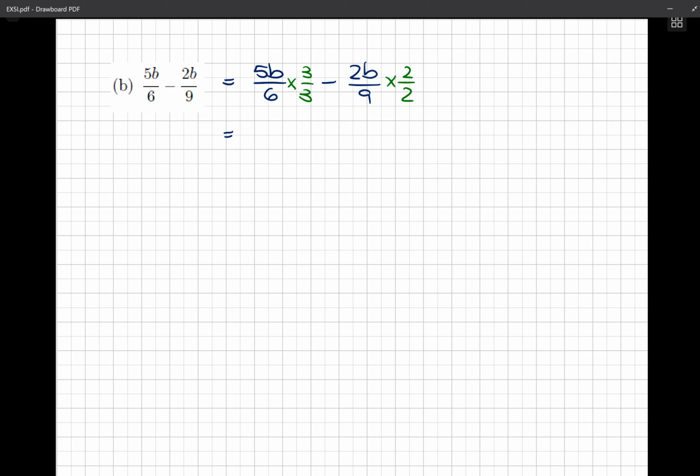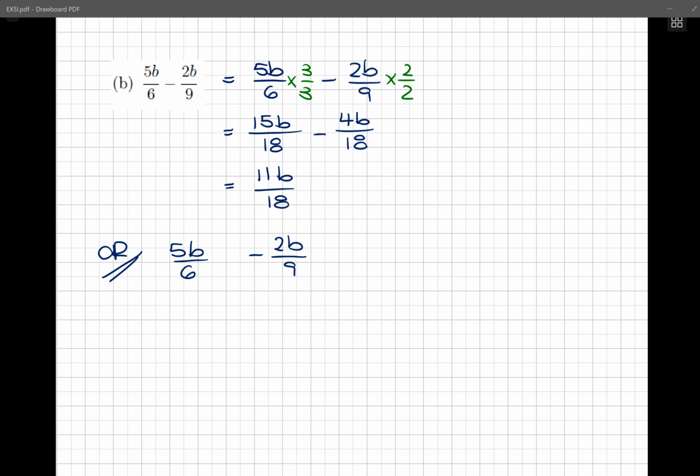Multiplying that out, we've got 5 times 3 is 15, so it's 15b on 18, minus 2 times 2 is 4b on 18. We have a common denominator of 18, so we're talking about 18ths. The top is like terms, so we can do a subtraction there. 15b minus 4b is 11b. There are no common factors there, so that's as good as we can get. That's our final answer.